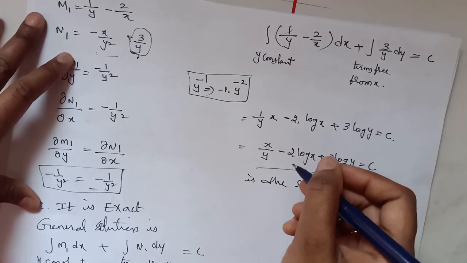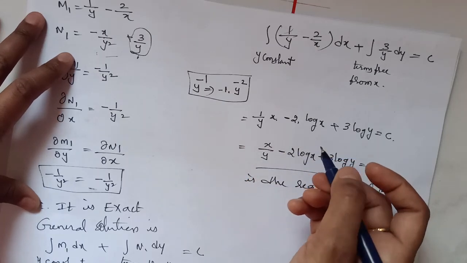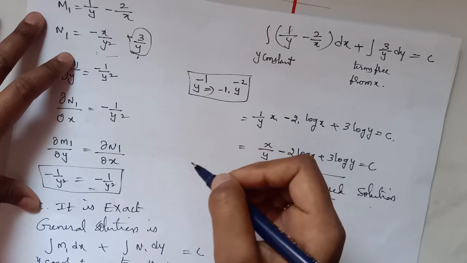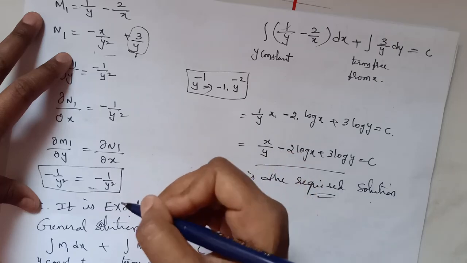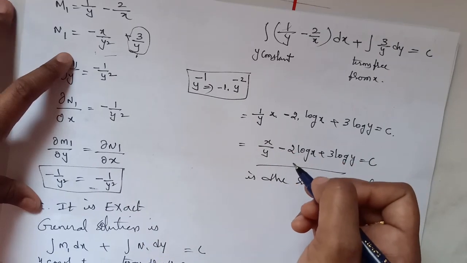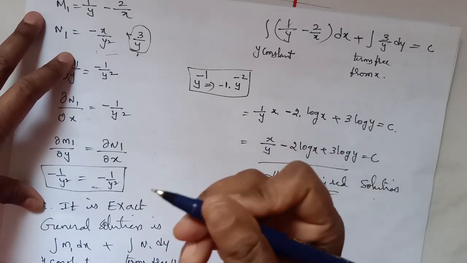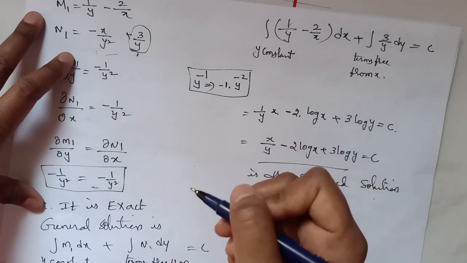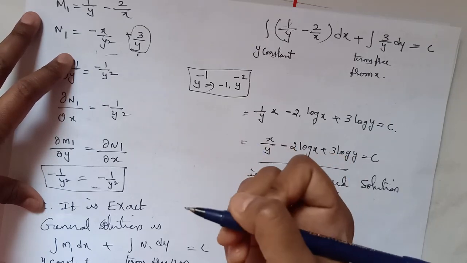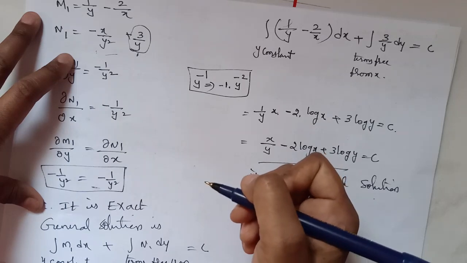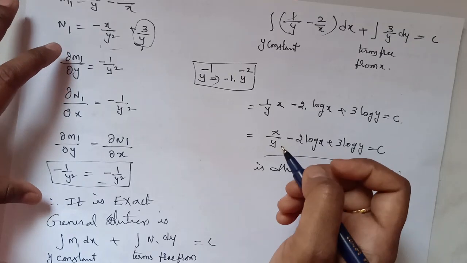What we did in this session: if it is in the form M dx plus N dy is equal to 0, we checked the necessary and sufficient condition to be exact. If it is exact, you can straight away find the general solution to the given equation. If it is not exact, you have to make it exact by multiplying with a suitable integrating factor. Okay, then once you get the exact differential equation, try to find the solution to that differential equation. Okay, this is about today's session.